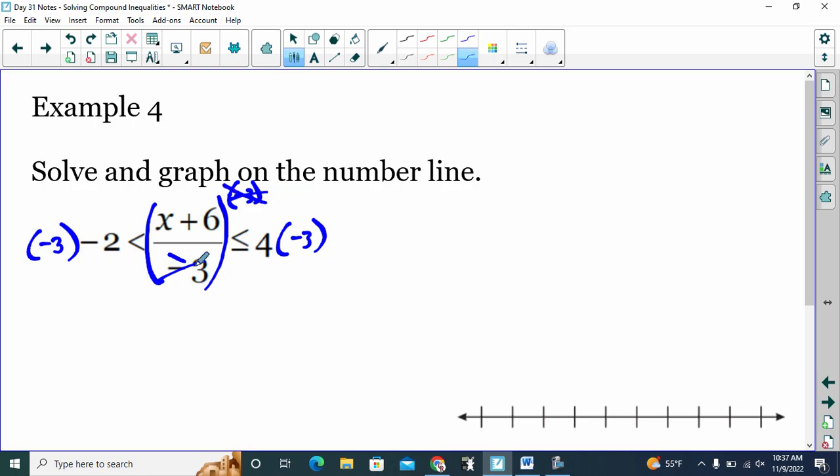These times -3 divided by -3 cancels. I get x plus 6. 4 times -3 is -12. Negative times negative is +6. And I multiplied times a negative. When I multiply times a negative, I have to flip my inequalities. I flip that one, and I also flip this one.